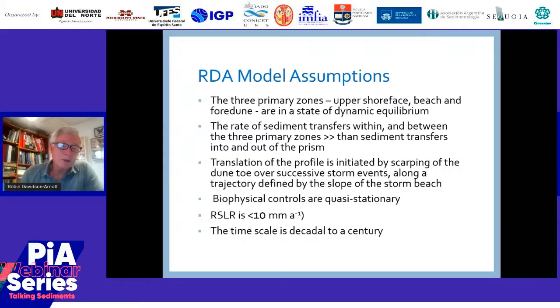We also assume that the biophysical controls, things like wind and wave climate, and say the vegetation of the foredune, are constant. But a key one here is that the relative sea level rise rate is less than 10 millimeters per year. And one of the things we found from the work in the Great Lakes is that when you get a sea level rise rate that's much greater than that, then the ability of the sediment in these three primary zones to migrate is reduced. We also have a time scale that's a decadal to a century, because as you get towards a century time span, we have to allow for evolution of the coast, and as the coast evolves, it changes what's happening in terms of sediment movements, both onshore, offshore, and alongshore, and so those become more difficult.